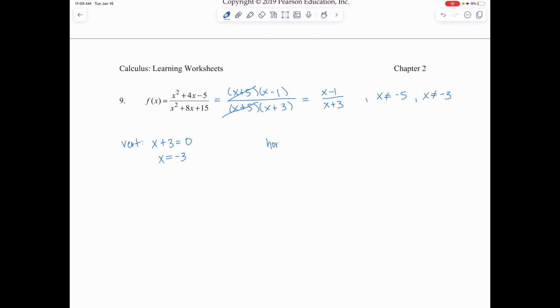Horizontal, the limit as x goes to infinity. Our x values, oh, that is not it at all. Our x's have the same exponent on them, so we make a ratio of their coefficients, which is 1. So y equals 1. And there we go.